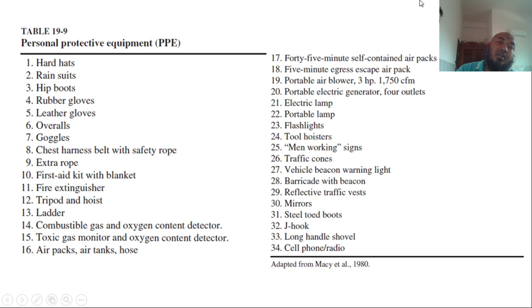This is the personal protective equipment (PPE) required for anyone working in the manhole: hard hat, rain shoes, hip boots, rubber gloves, leather gloves, overalls, goggles, chest harness, belt with safety rope, extra rope, first aid kit with blanket, fire extinguisher, tripod and hose, ladder, combustible gas and oxygen content detector, toxic gas monitor, air pack, air tank, hose.